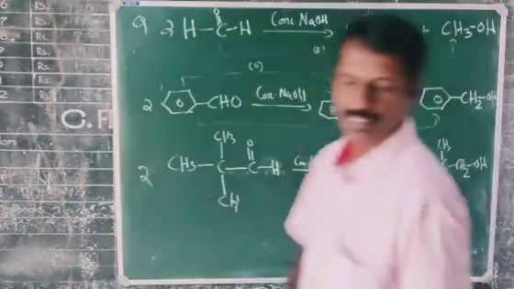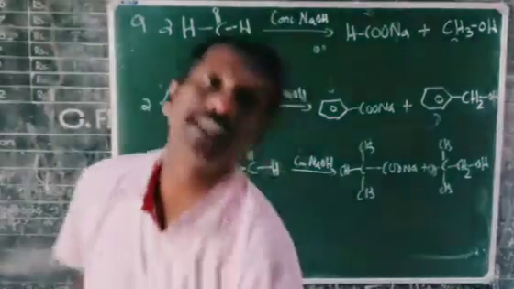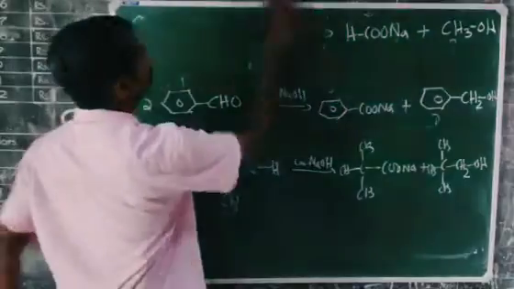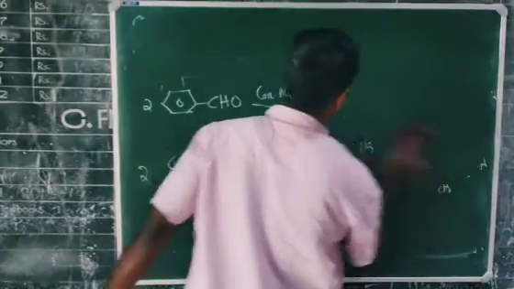This type of reaction is known as Cannizzaro reaction. That means it's a disproportionation reaction given by aldehydes which do not have alpha hydrogen. Mechanism of Cannizzaro reaction.